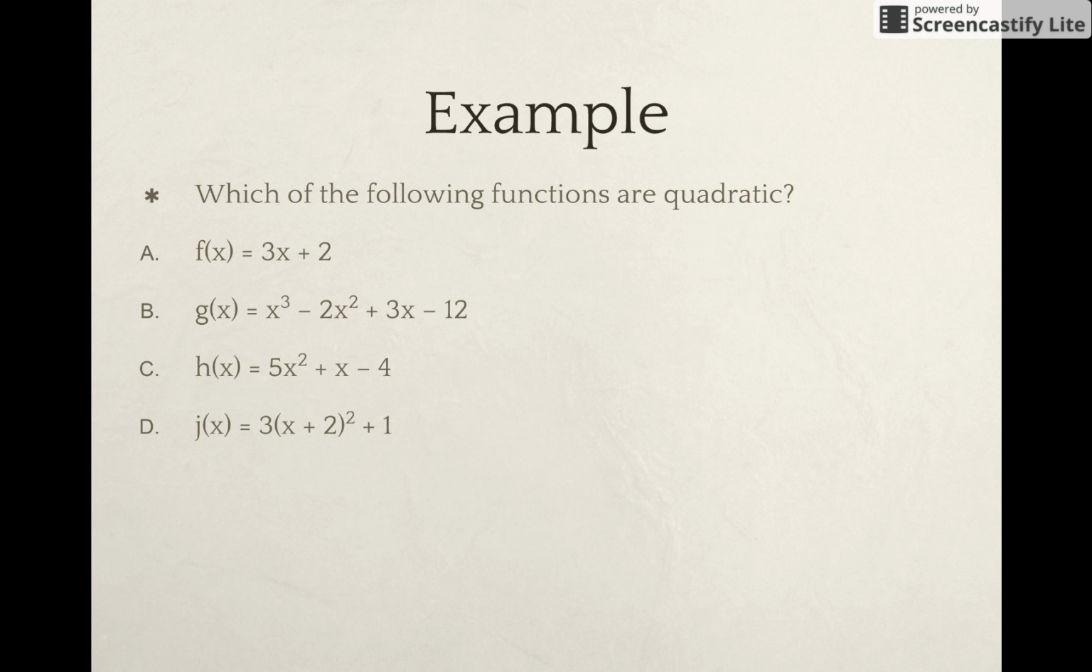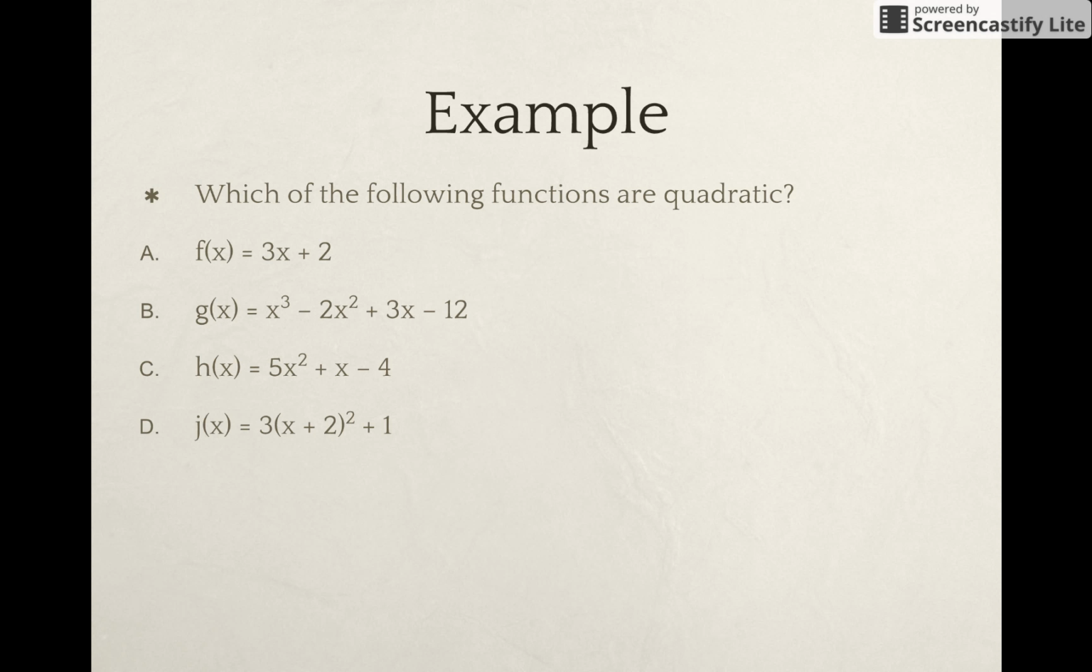Which of the following functions are quadratic? A, f of x equals 3x plus 2. B, g of x equals x cubed minus 2x squared plus 3x minus 12. C, h of x equals 5x squared plus x minus 4. D, j of x equals 3 times the quantity x plus 2 squared plus 1.